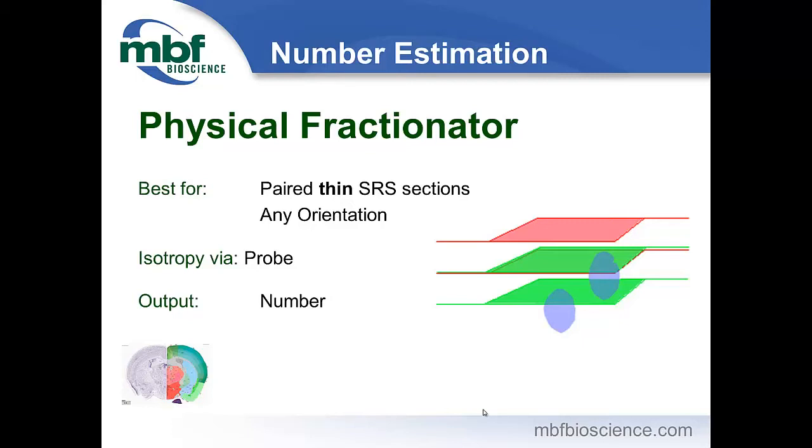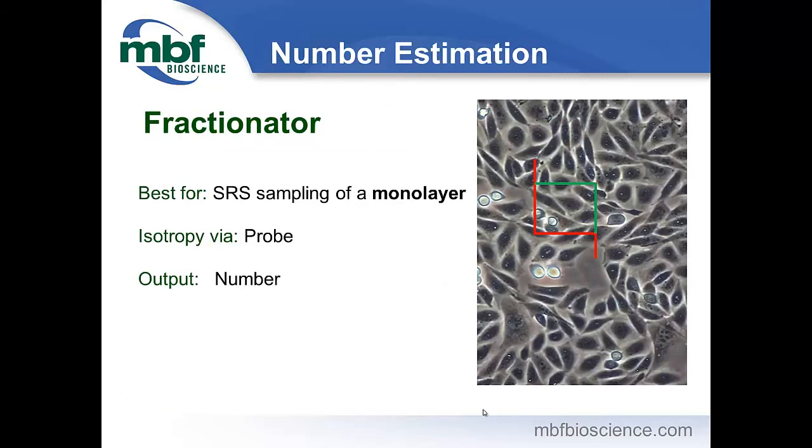Okay. What if you're working on the bottom of a petri dish, for instance? In that case, you can use the fractionator technique. So in this way, you would do SRS sampling of a monolayer. This is going to be pretty familiar to people who do cell culture because it's very similar to how you would actually count the number of cells you're going to plate for your plating density using a hemocytometer. In this case, you're going to use the fractionator technique, so your isotropy is provided via the probe, and your output is going to be number.